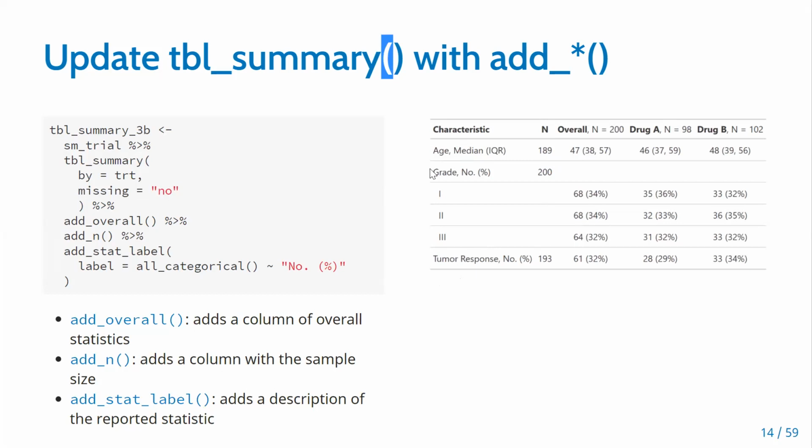So you can see here the label for age is no longer just age, it's age, comma, median IQR, so that we can easily see that age is reporting the median, the IQR. There are 189 non-missing observations. Overall, the median is 47. And when you split it by treatment, the medians are 46 and 48.